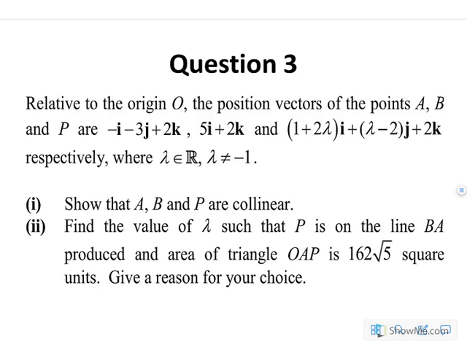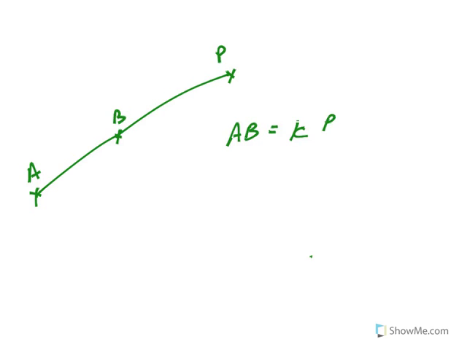If you use A, B and BP, you need to say that AB is a scalar multiple of BP. On top of that, they share a common point.